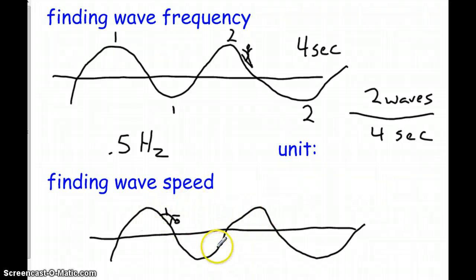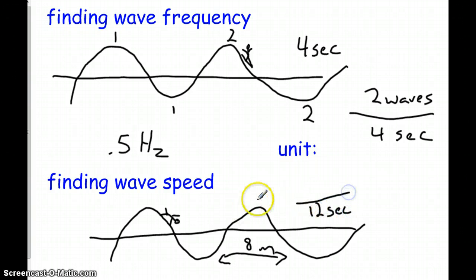Alright, so we've got our wave, and this time we're finding speed, which is wavelength divided by time. So to find wavelength, we need to measure the distance from trough to trough. And let's say that this distance happens to be 8 meters, okay, for an ocean wave. And our time for these waves to happen is 12 seconds.